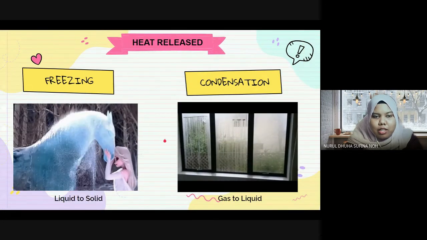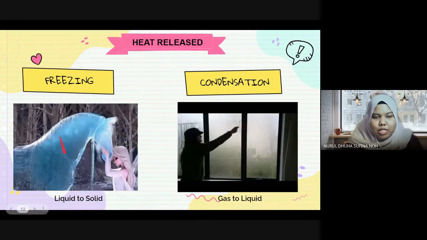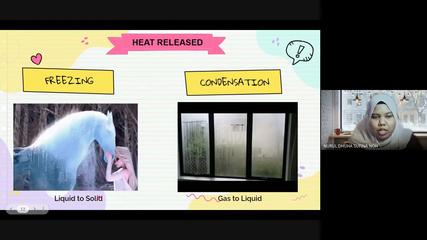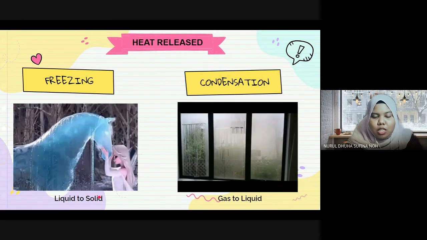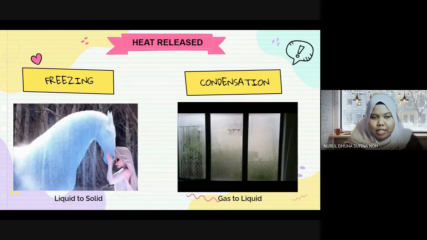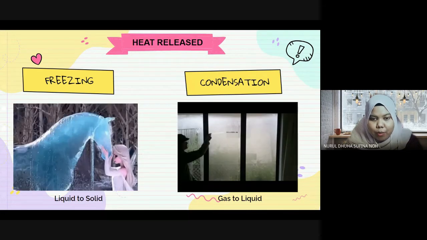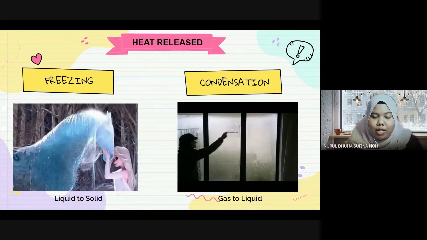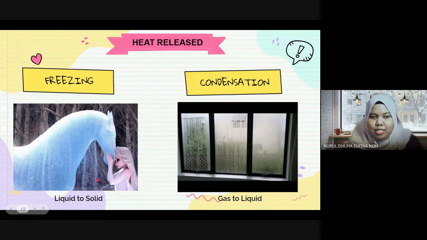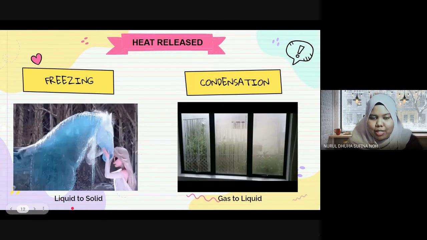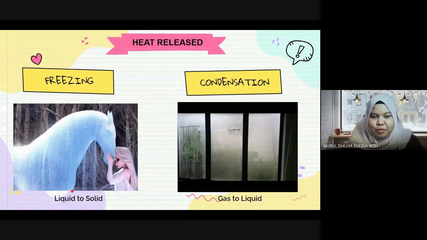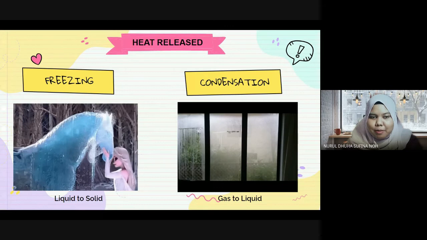Next, the third process is freezing, which involves the conversion of liquid to solid. For example, when your mother puts water in the freezer, the water is in liquid state. When we put it in the freezer, it will release heat and turn to an ice cube, which is in solid state. So the process is called freezing. Do you understand, class? Yes. Okay, so the three processes above, I already explained.